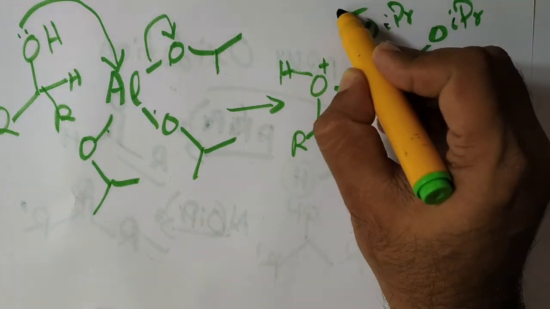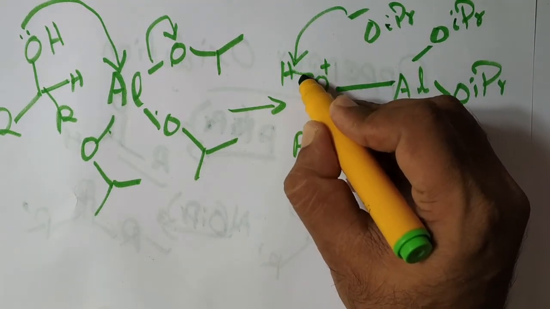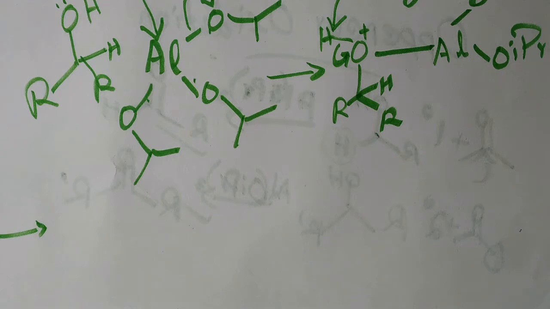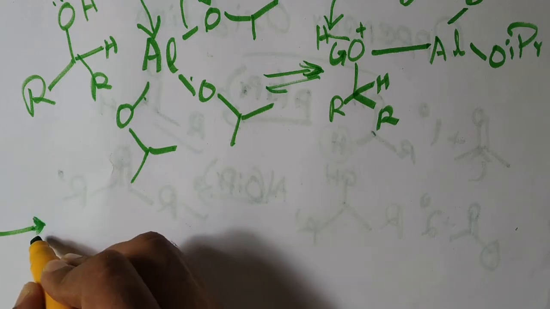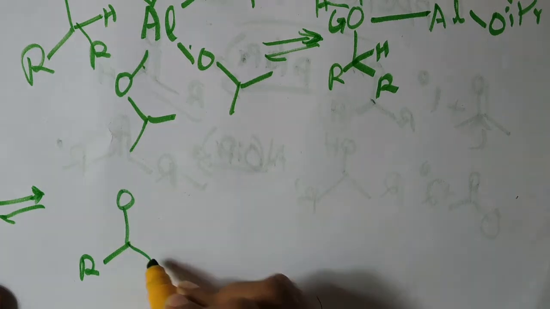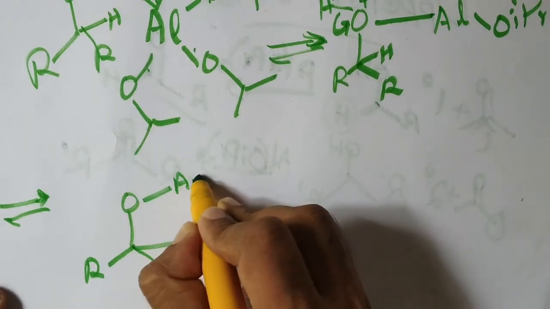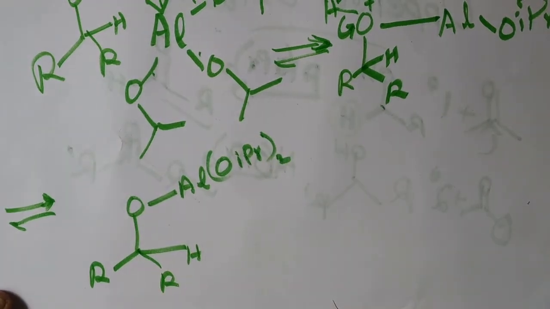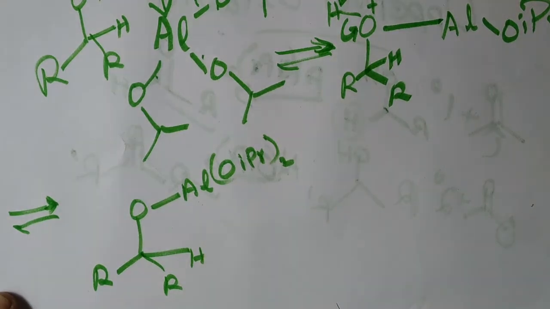This isopropoxy group can pick up this proton. We can show it using a curved arrow like this. And as there is a new bond on this hydrogen, an old bond will break. So we can show it like that. These reactions are all in equilibrium, so we can show an equilibrium arrow here, forward and backward. Here also the species lost an H plus, so we can write our species like this. OiPr twice, 2 isopropoxy groups are still on aluminum, and we have a species like this.